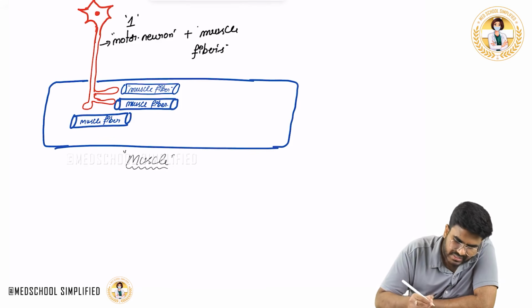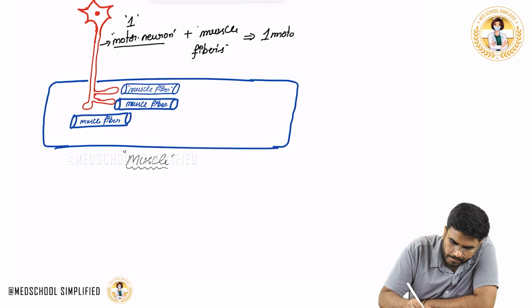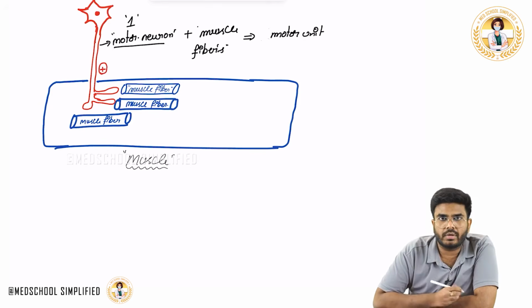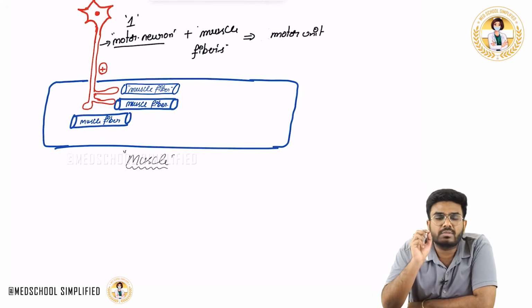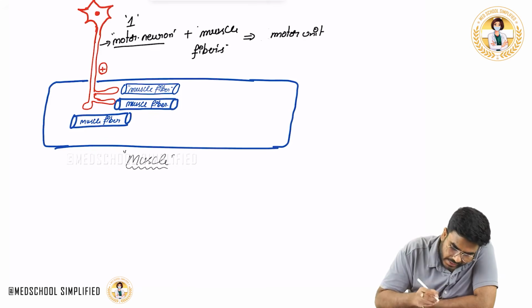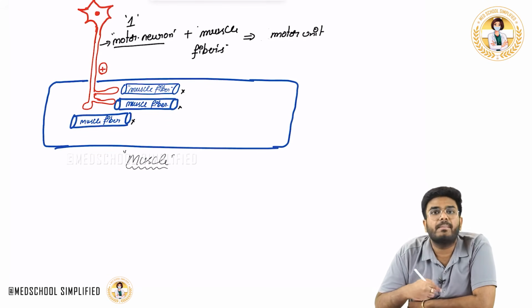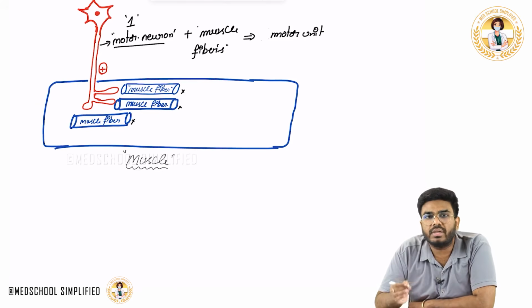along with its muscle fibers, this is called one motor unit, or you can simply say motor unit. You can simply say this is the motor unit. So, what exactly is a motor unit? Motor unit means when you are going to activate this motor neuron, what is this motor neuron going to do? It's going to cause the contraction of these muscle fibers, these three muscle fibers. So, this one motor neuron along with its muscle fibers is called a motor unit.